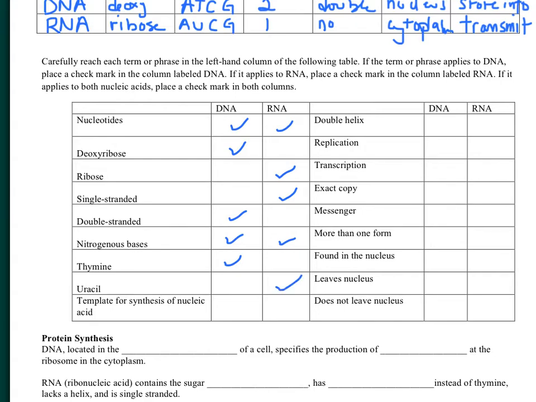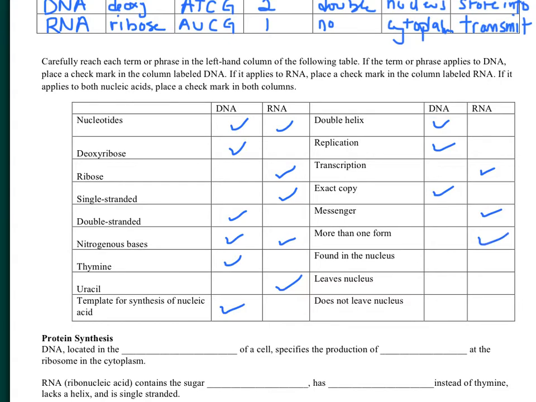DNA is the one that serves as a template for the synthesis of mRNA, which is a nucleic acid. DNA is the double helix. Replication is the process of copying DNA. Transcription is the process of making RNA. DNA is going to make an exact copy during replication, whereas RNA is going to be the messenger.